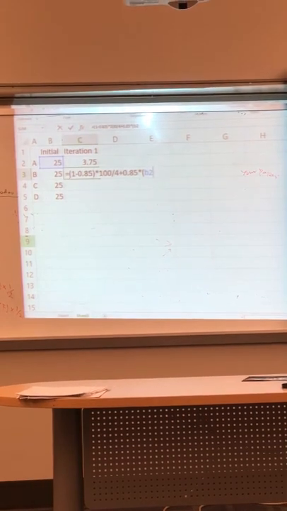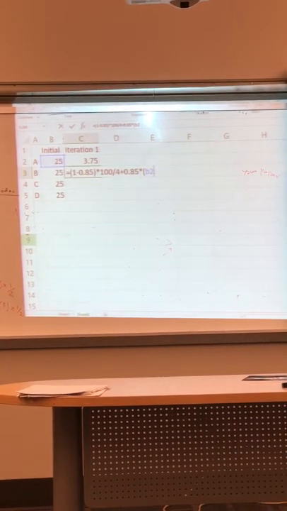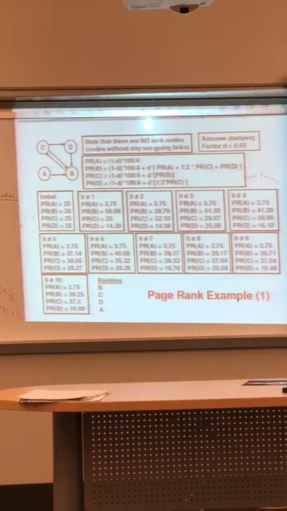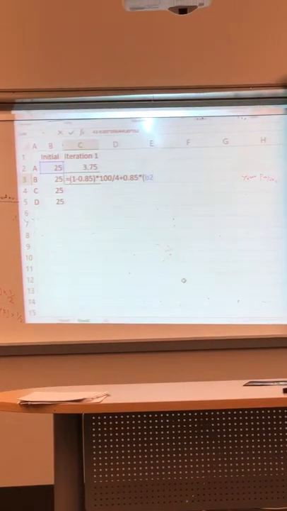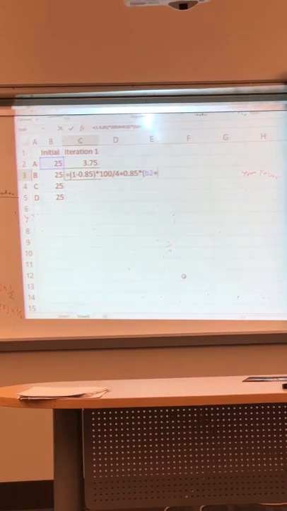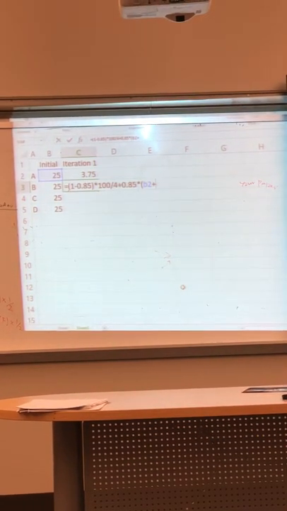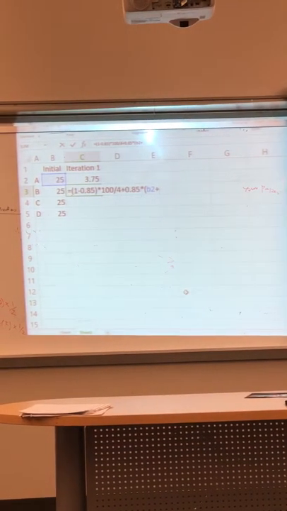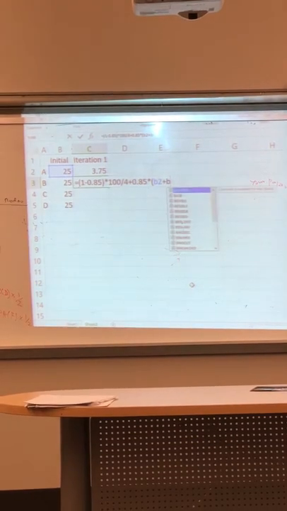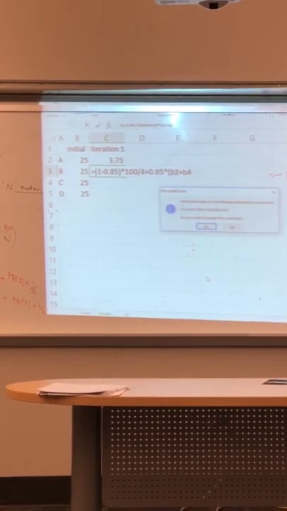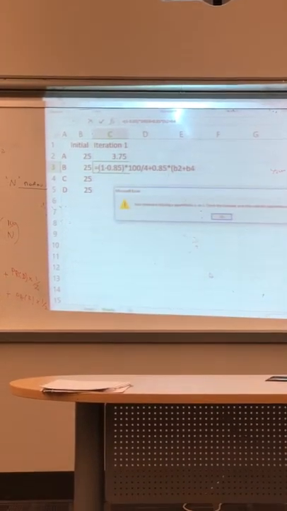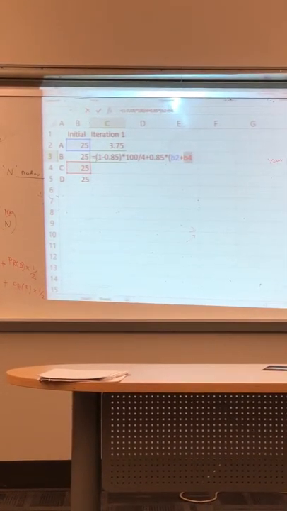Once you put the cell number, it gets highlighted. Then what else? The PageRank of C times 1/2. The PageRank of C from the previous iteration is in what cell? B4. Right? Times the half.